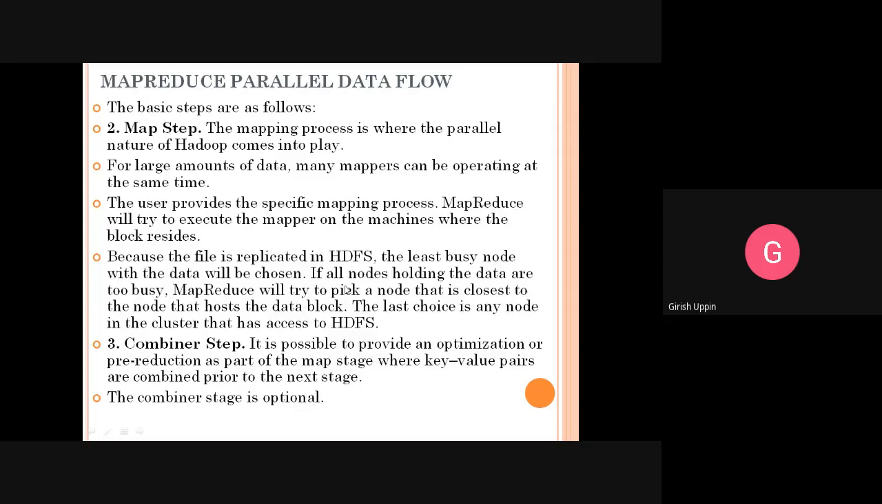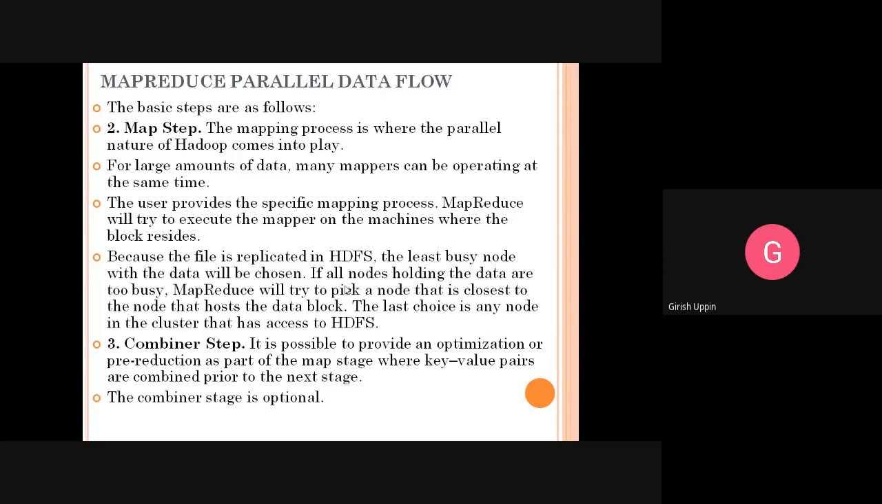First, it will try to execute that particular mapping process on the machine where the actual block resides. And if for some reason it is busy, then it will try to locate a node which is very close to that particular node. In the worst case, it will try to execute on a machine in the cluster which is least busy and which has access to that particular HDFS.